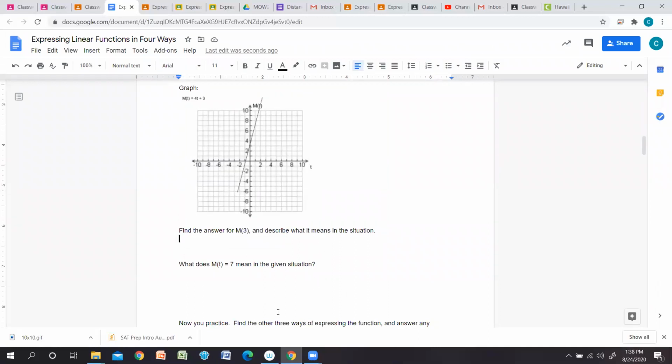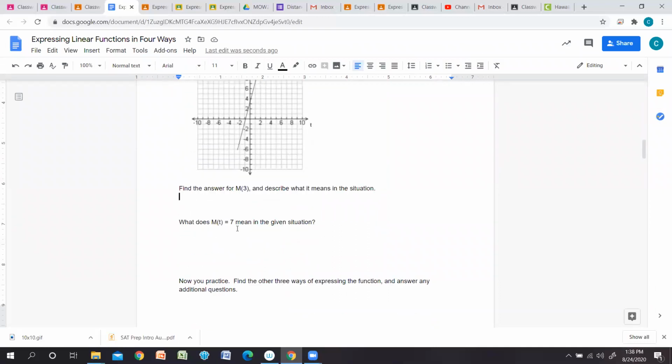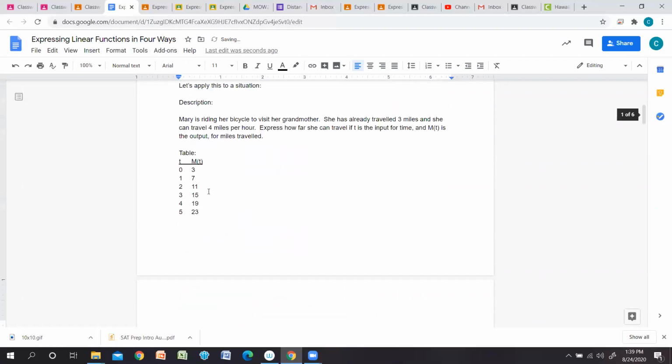So here's some questions. I'm going to answer these 2 questions, then you're going to practice this yourself. M of 3, what does that mean? That means the input is 3, right? So M of 3, let's see. You can look at the table. M of 3 is 15, okay?